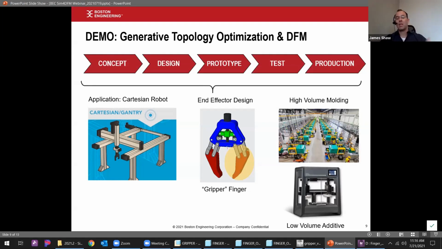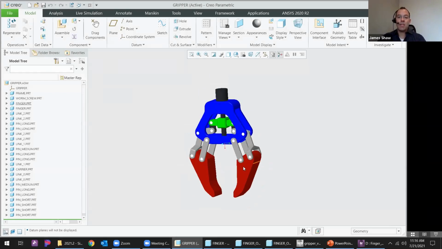I want my design process to be identical. I'm going to anticipate, for example, plastic injection molding, or metal additive manufacturing, and I want to bring that into the design phase. So what I'm going to do right now is slide over to Creo 8. The Creo 8 design platform allows us to do topology optimization.